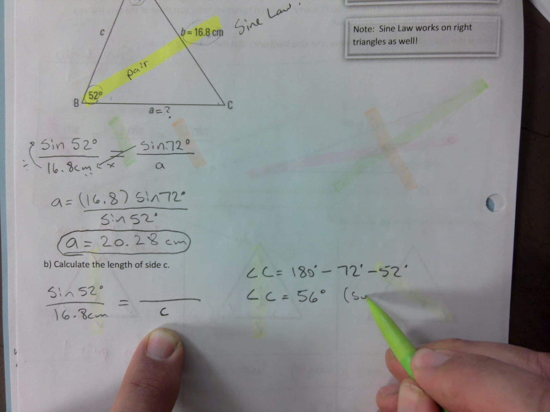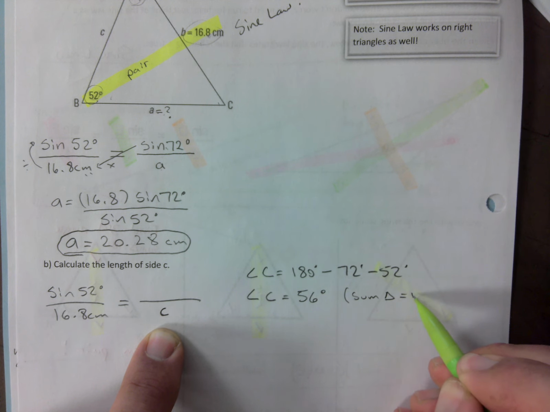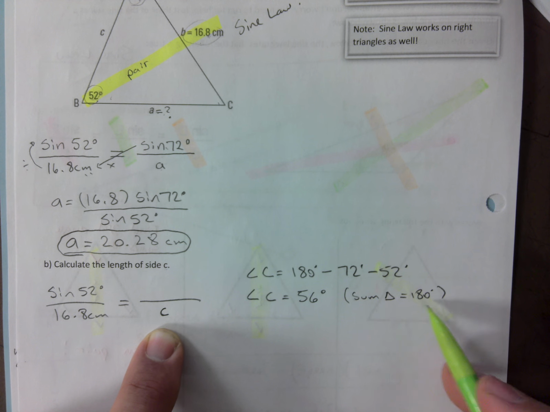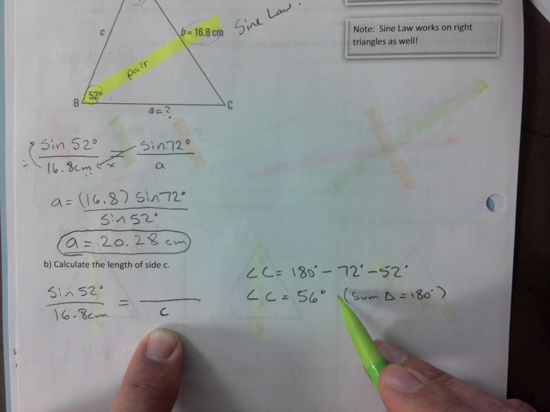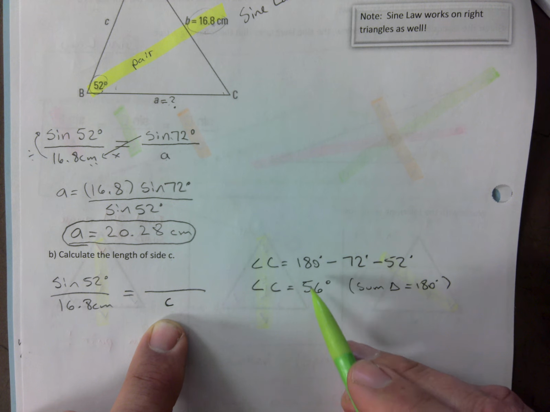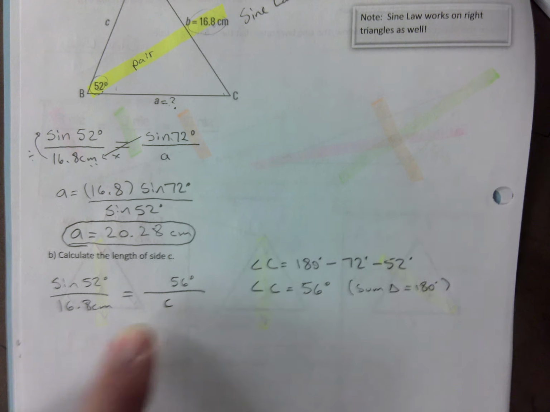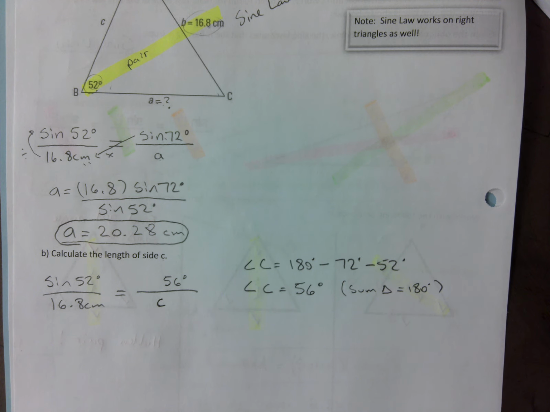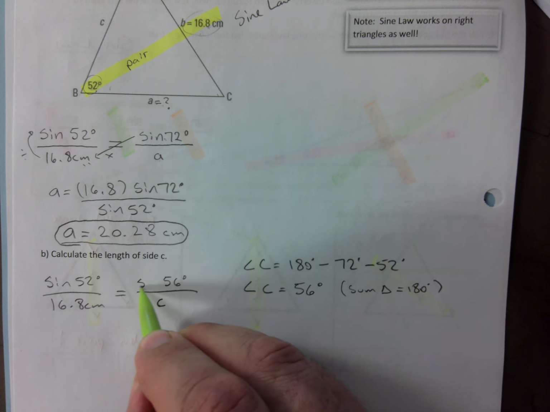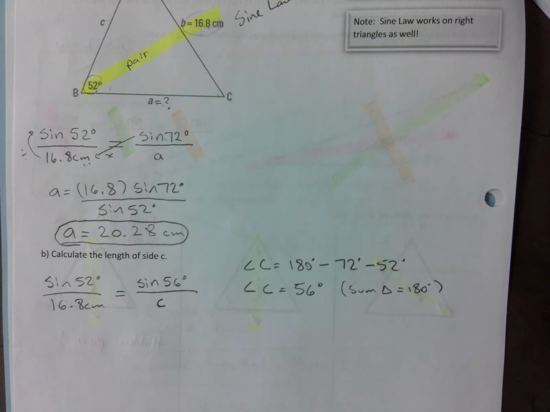I use the sum of angles in a triangle. This is just my short explanation for what I've done here. So you plug in that 56. Please don't just do this. A lot of students just go, oh, 56. It's an angle, correct? It needs to be glued to sine. It's like the chaperone of 56.